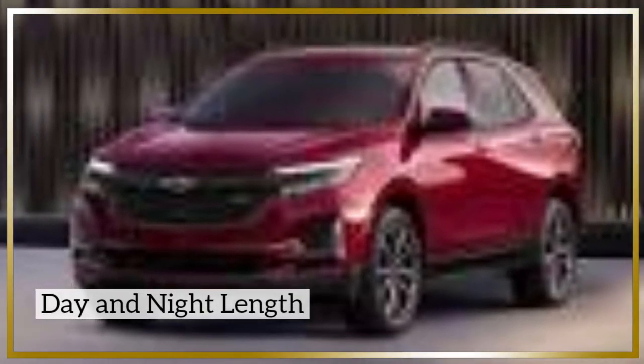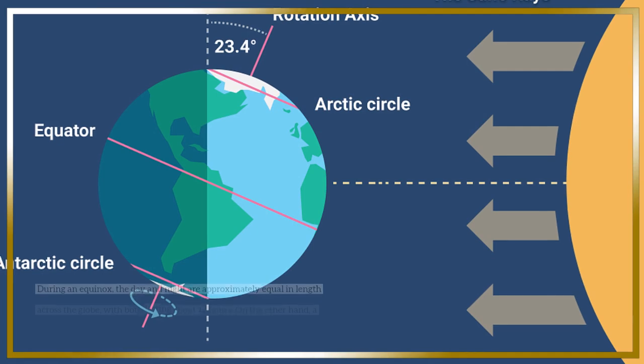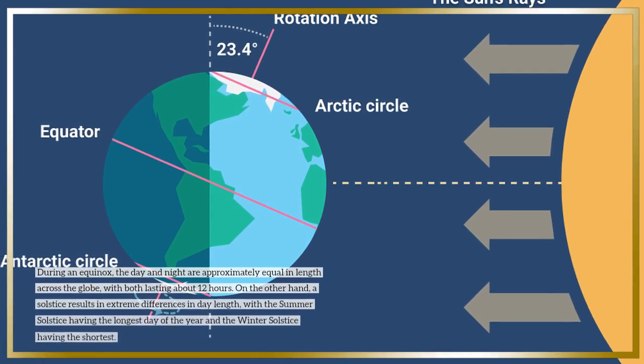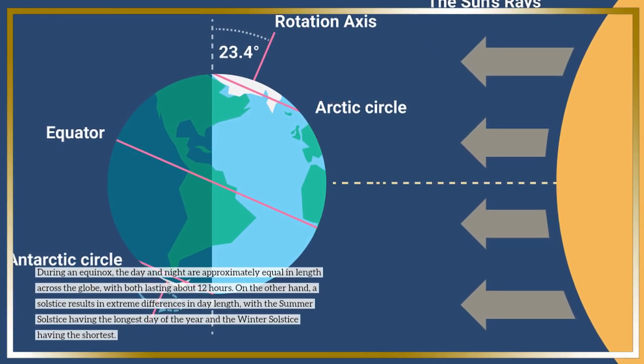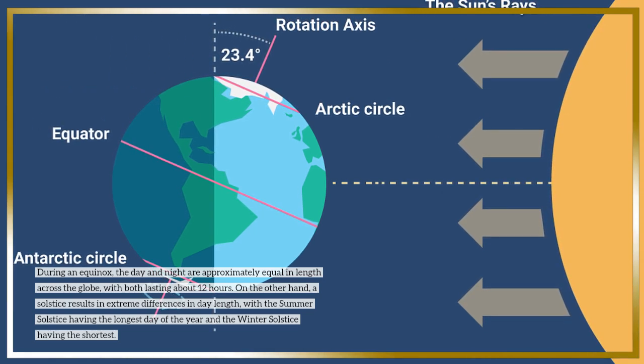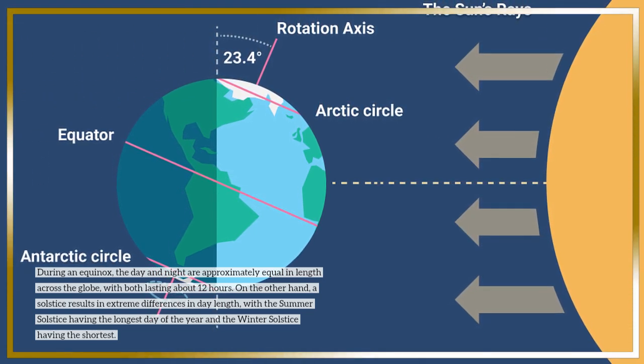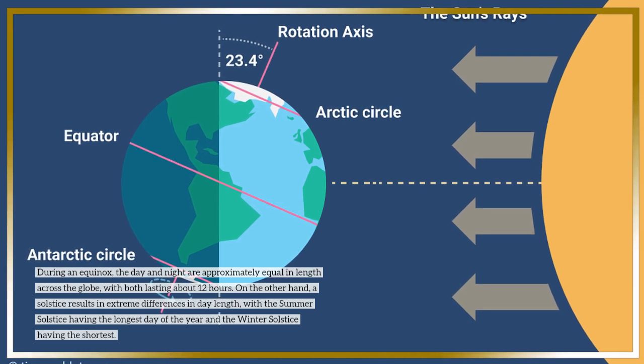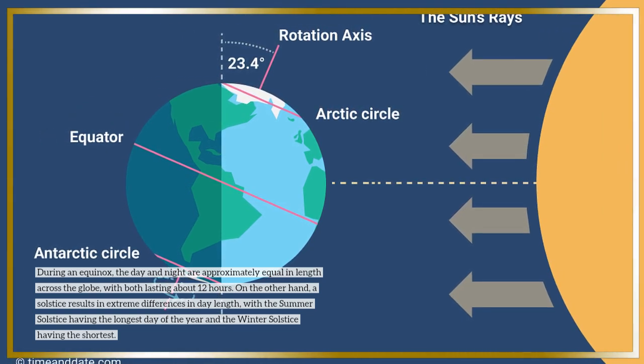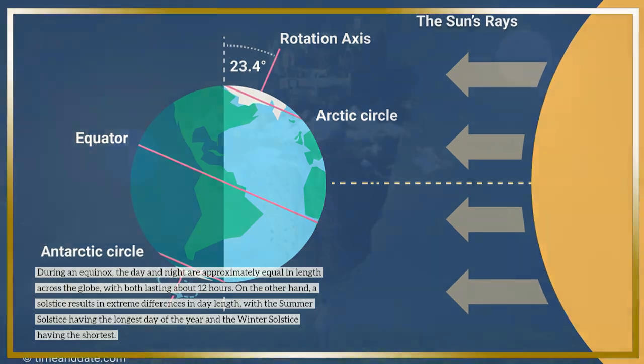Day and night length. During an equinox, the day and night are approximately equal in length across the globe, with both lasting about 12 hours. On the other hand, a solstice results in extreme differences in day length, with the summer solstice having the longest day of the year and the winter solstice having the shortest.